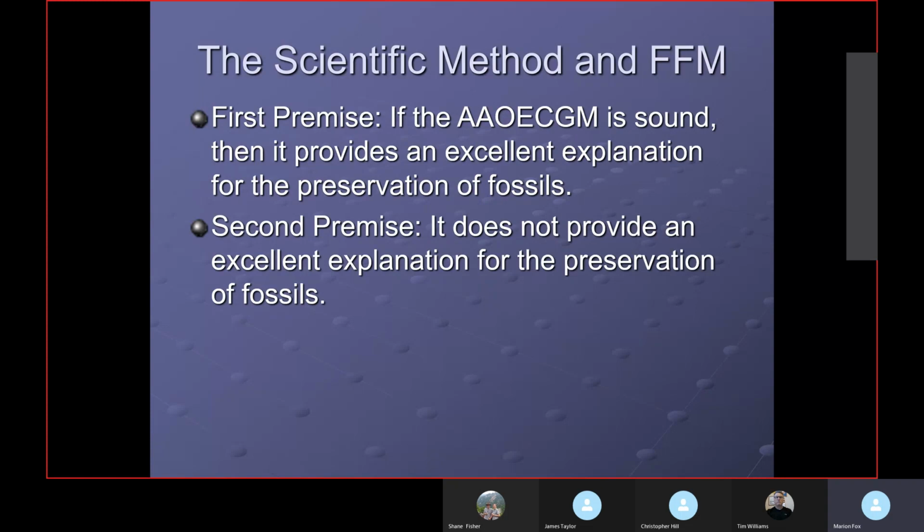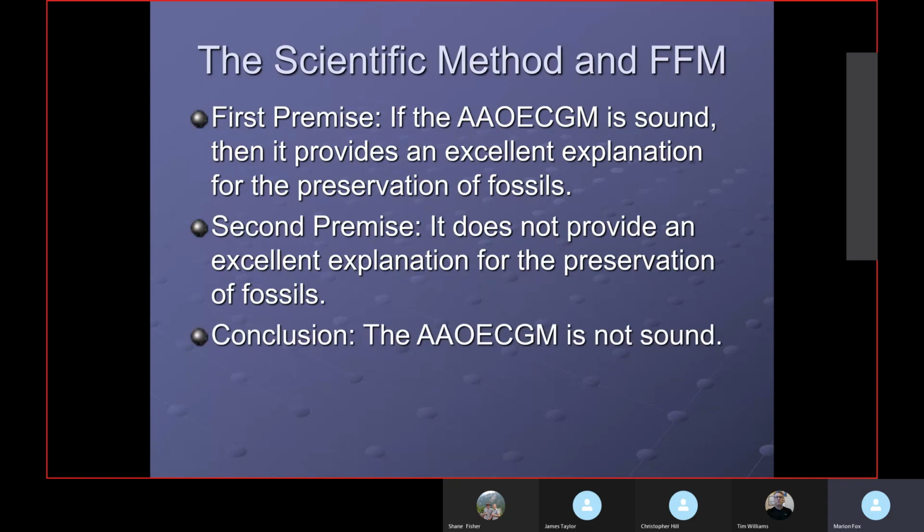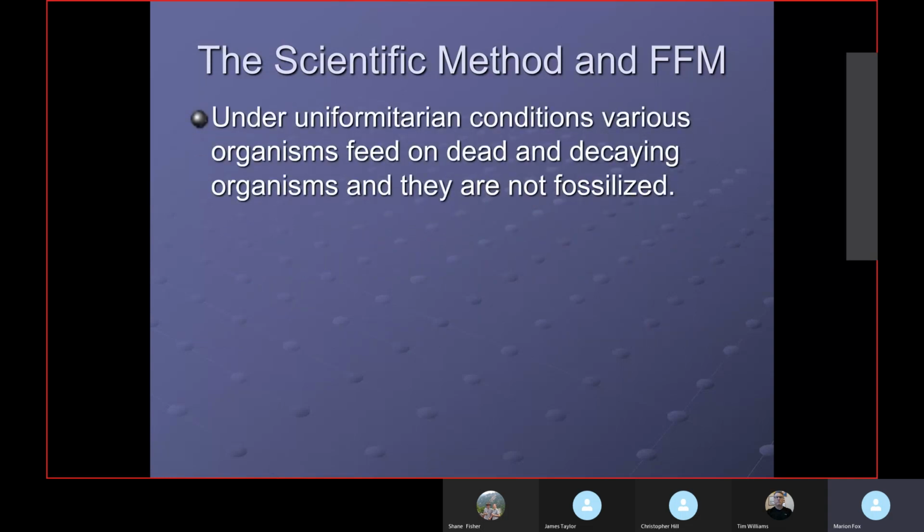And so they don't provide an excellent explanation for the preservation of fossils. They need to either find a new way to preserve them with their model or come up with a new model. And so I believe their system is not sound. Now, why can't you preserve fossils? Why won't they be preserved?